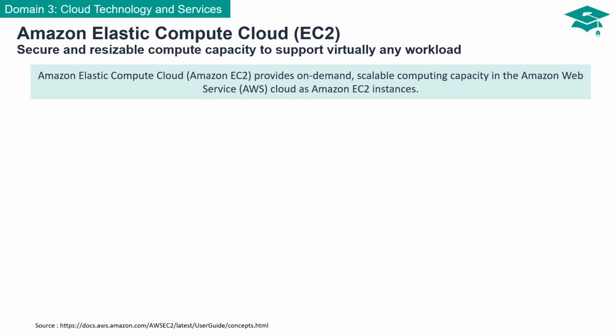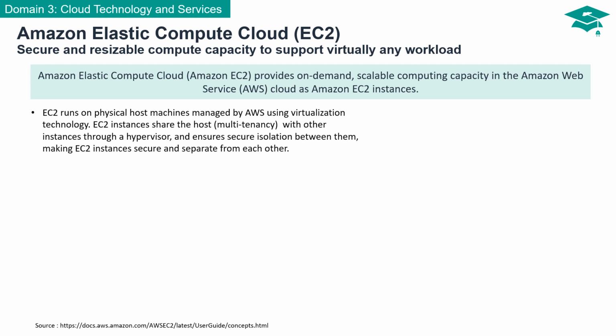Amazon Elastic Compute Cloud, often abbreviated as Amazon EC2, provides on-demand, scalable computing capacity in the Amazon Web Services Cloud as Amazon EC2 instances. EC2 runs on physical host machines managed by AWS using virtualization technology. EC2 instances share the host, known as multi-tenancy, with other instances through a hypervisor, which ensures secure isolation between them, making EC2 instances secure and separate from each other.